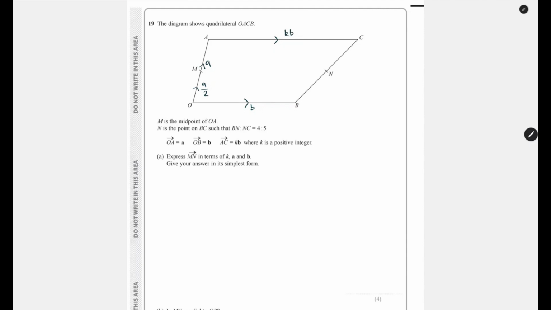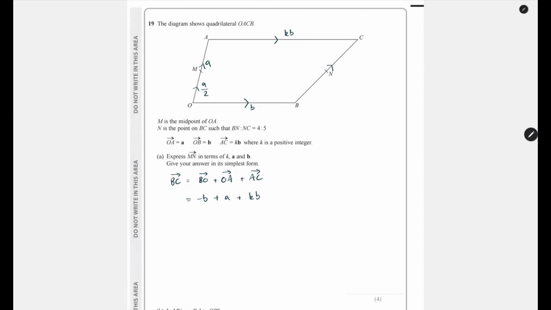So we can use these vectors to work out the distance of B to C. So BC will be equal to BO, so we're going backwards, plus OA plus AC. Now, O to B is B, so from B to O is negative B. OA we know is A, and AC is KB.